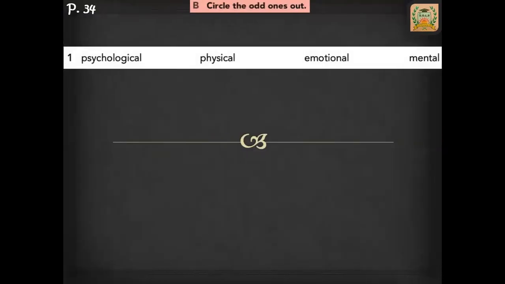Exercise number B, the odd one out. Here we have 4 words: psychological, physical, emotional, and mental. Which word is the odd one? Which one do you think?